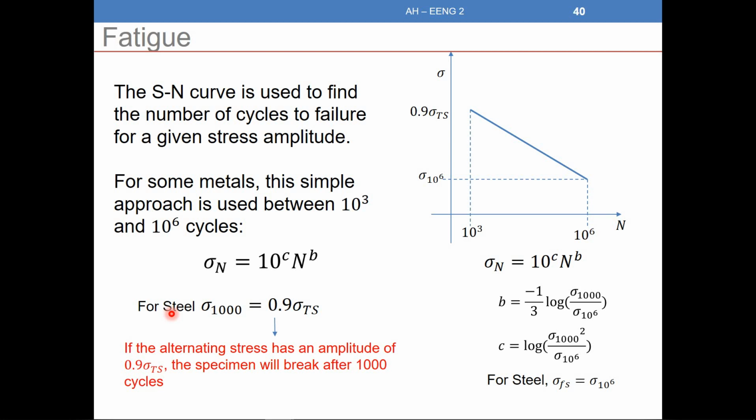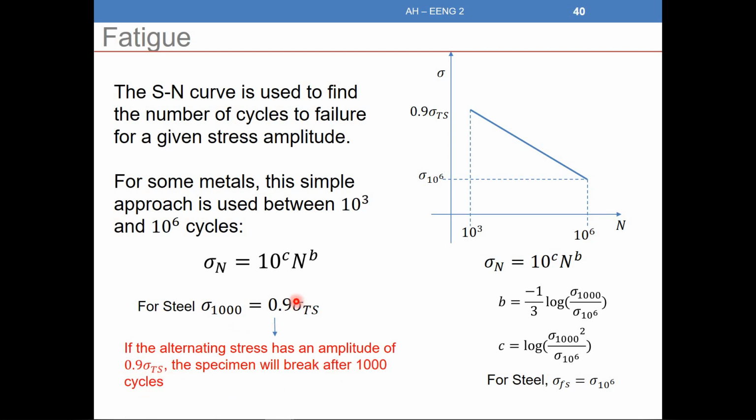What do you mean sigma 1000? When we say sigma n, sigma 1000. So for steel, we know that sigma 1000 equals 0.9 sigma ts. Ts is the tensile strength, which means that if the alternating stress has an amplitude of 0.9 sigma ts, the specimen will break after 1000 cycles.